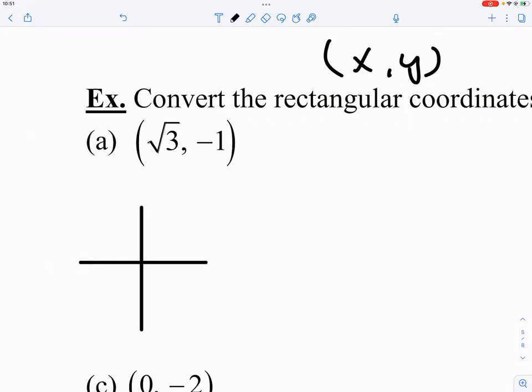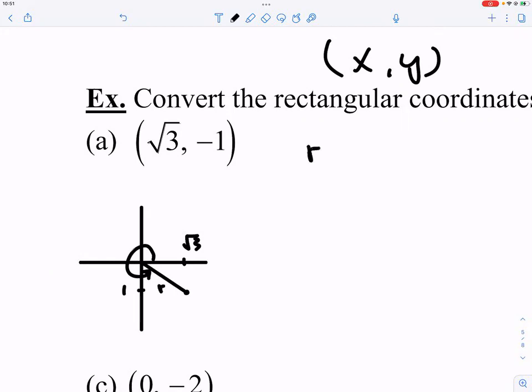Quadrant 4. So somewhere right here. Okay, that's the point. So you will have to get the angle right here. All right, that's the theta, and that's the r.